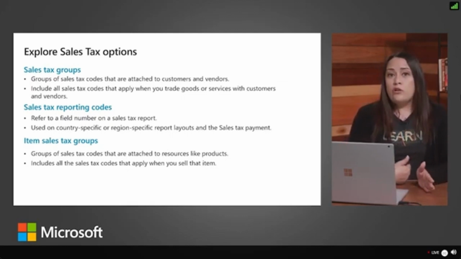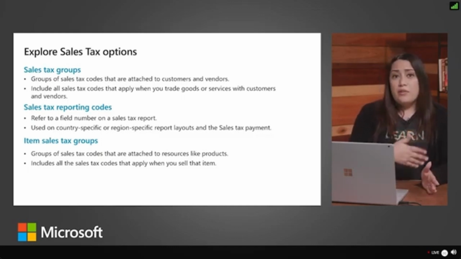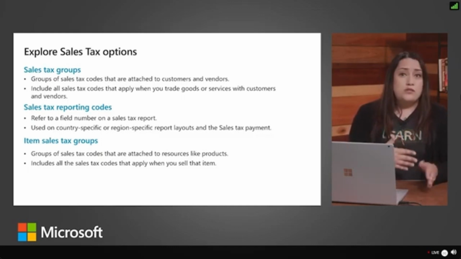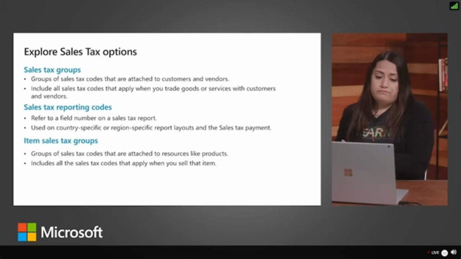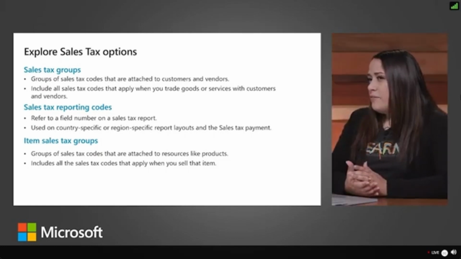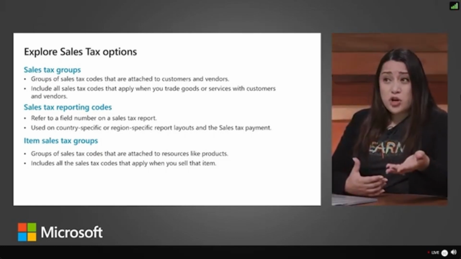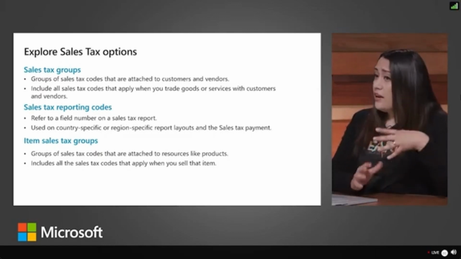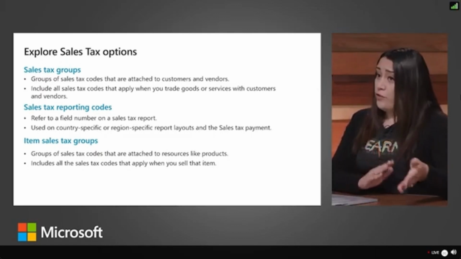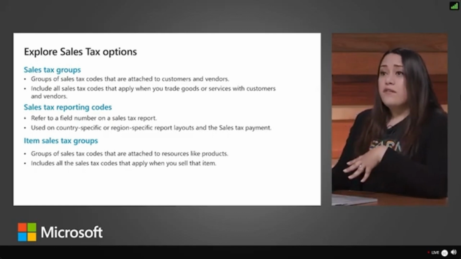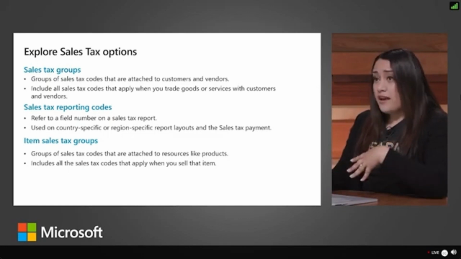Sales tax groups are groups of sales tax codes that are attached to either your customers or your vendors. And this is going to include all sales tax codes that apply when you trade goods or services with your customers or vendors. Since the type of item that you are selling usually determines the type of taxes, you're going to need a way to calculate them for each item. So that's why we have something called item sales tax groups.